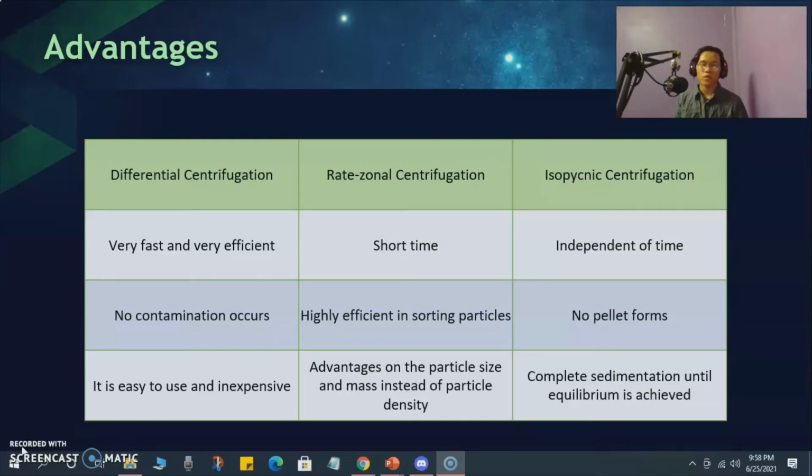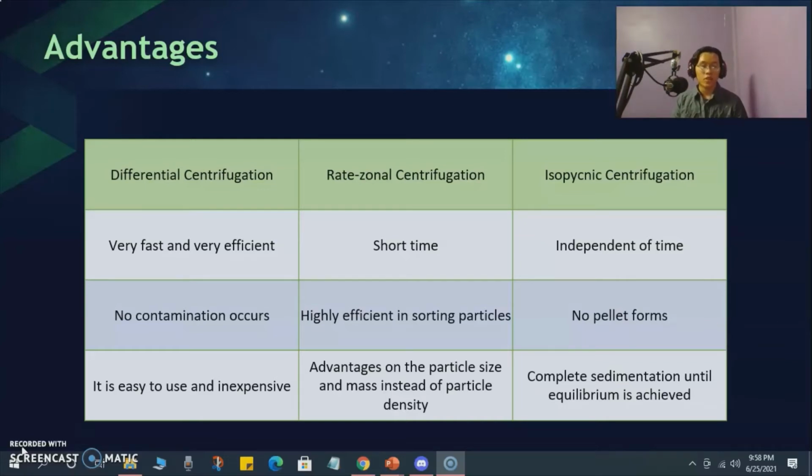For the next type, rate zonal centrifugation, it is a short-time centrifugation. It is highly efficient in sorting particles, and it is also advantageous in that it separates by particle size and mass instead of particle density. Last but not least, the type of centrifugation is isopycnic centrifugation.